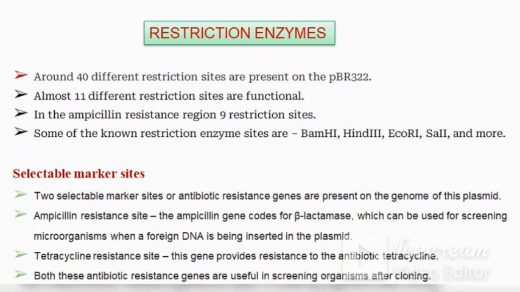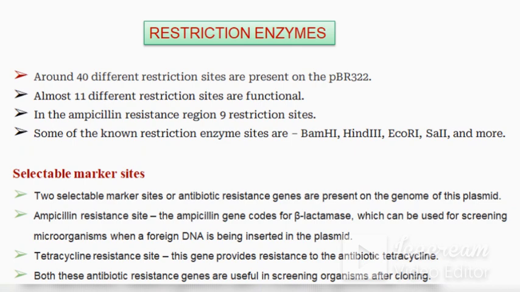Unique selectable marker sites within the ampicillin resistance gene are such as PstI, PvuI, ScaI. Within tetracycline resistance they are BamHI, BspMI, EcoRV, NheI, NruI, etc. Selectable markers play a supportive role in the differentiation of transformed cells from non-transformed cells. They also aid in distinguishing between recombinant and non-recombinant cells.